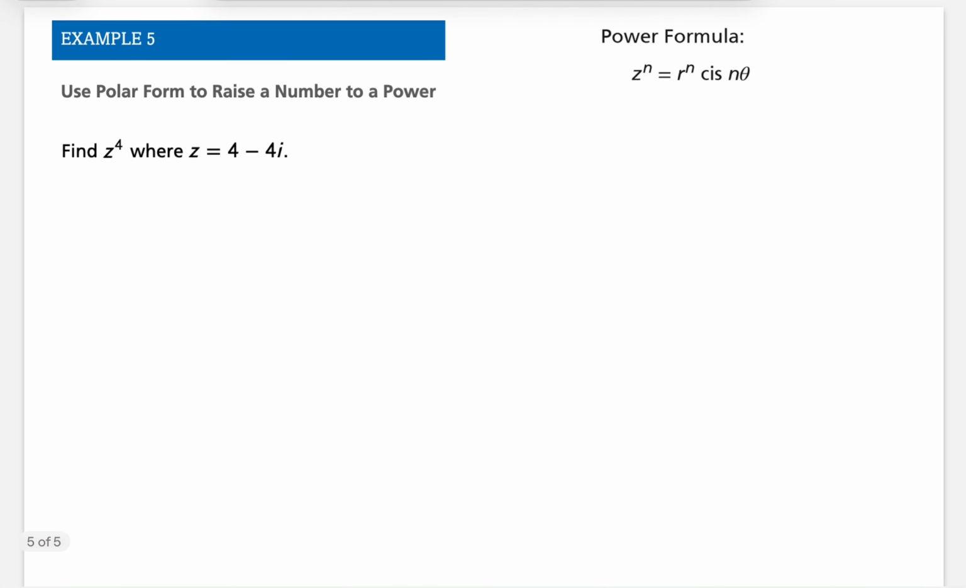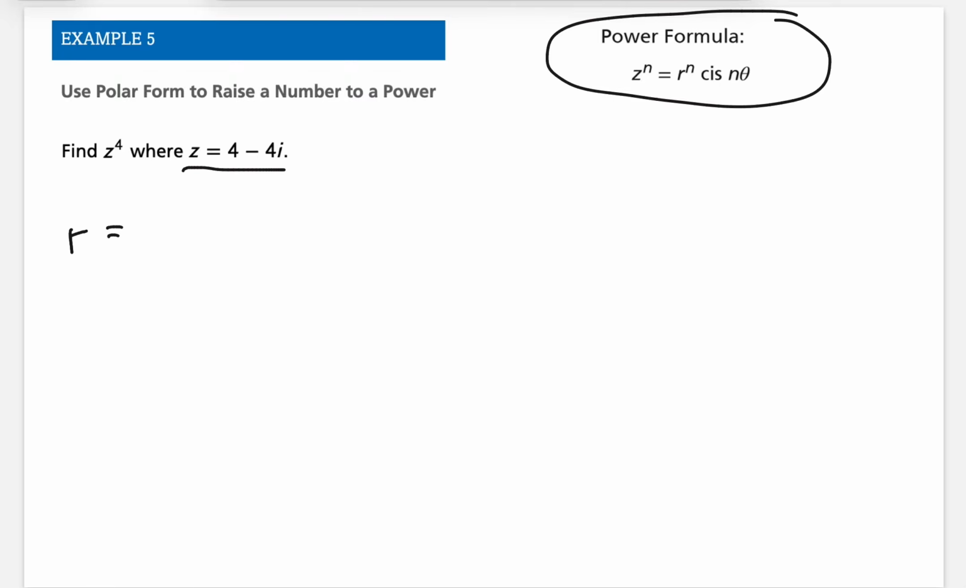Okay, example 5. We can use the power formula to raise a complex number in polar form to a specific power. So again, we have to be in polar form. So this gives us our value in rectangular form, so we need to convert it, is always our first step.